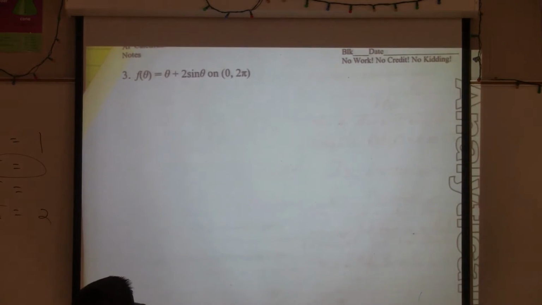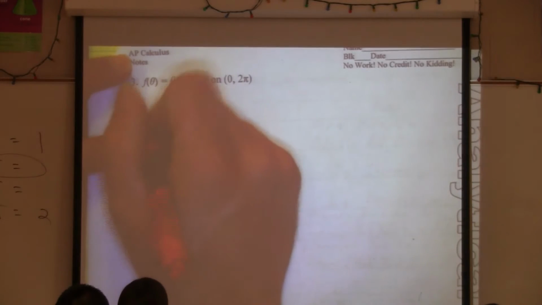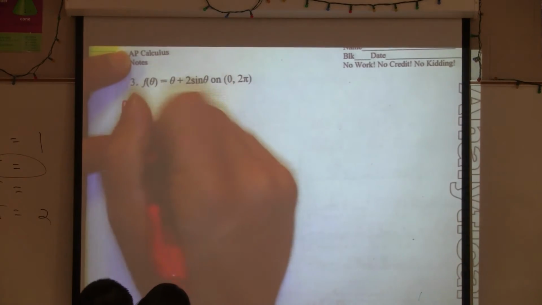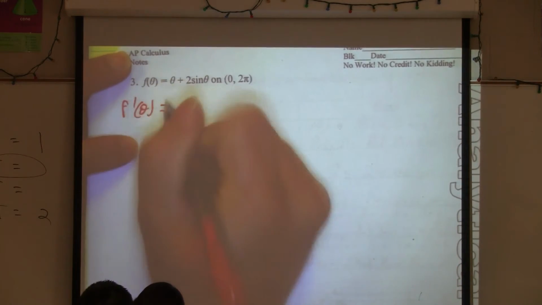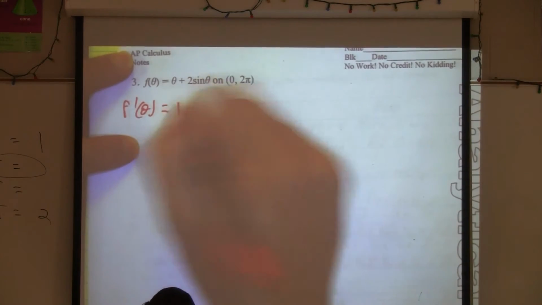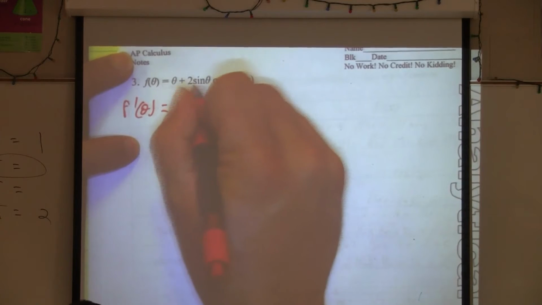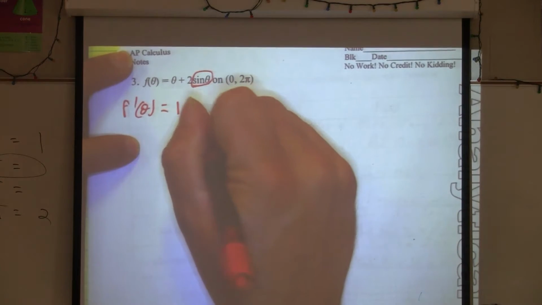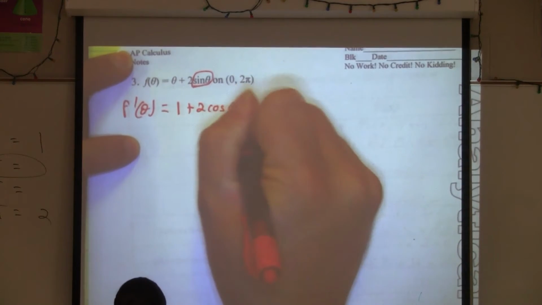What do we do first? Find the derivative. I want to know everything about this guy. So f prime of theta, what's that going to be? What's the derivative of theta? 1. What's the derivative of sine? That's 2 cosine theta, right?